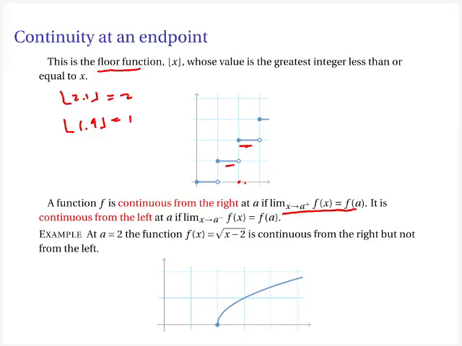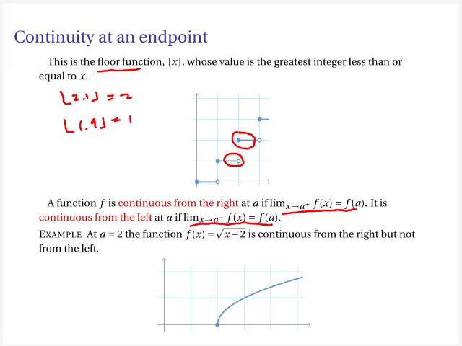It's continuous from the left if the limit as x approaches a from the left of f of x equals f of a. So you would say, for example, that the floor function right here is continuous from the right because this is certainly continuous. It's continuous from the left, both at a equals 2, because this is certainly continuous. So continuous from the left and continuous from the right does not guarantee continuity.